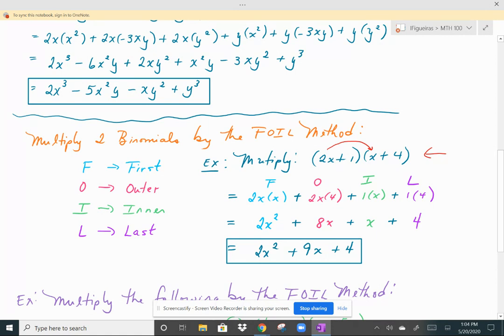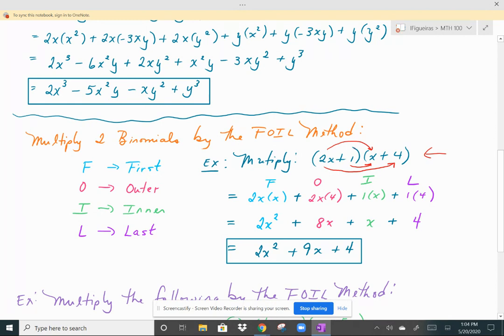Outer means that you're taking the two terms that are on the outside part. So that's the 2x and the 4. So that's the O part, or the hot pink part, 2x times 4. Inner are the two expressions that are closest to each other. So that's the 1 and the x. That's the I, the one we call inner, that's written in green, 1 times x.